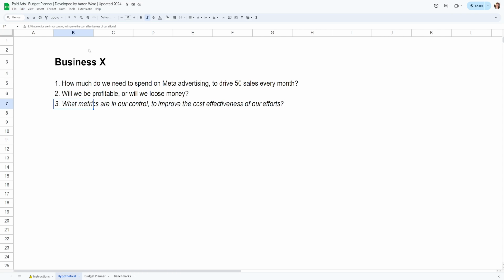And then because business X is a little bit savvy and they have some experience in marketing, they're going to say what metrics are in our control to improve the cost effectiveness of our efforts. So what can we actually control without essentially spending more or less money, but actually improving the overall results of our advertising campaigns. So hopefully this sounds exciting.